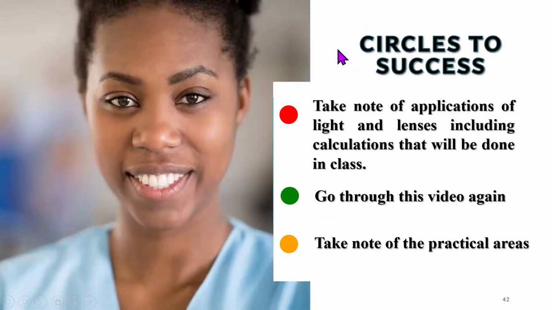As I round off, it's important to discuss the circles to success. The red circles tell us to take note of the applications of light and lenses, including calculations that will be done in class. Please take note of those calculations. For example, the lens formula: 1 over f equals 1 over v plus 1 over u. The green circle says we should go through this video again. Orange circle: please take note of every area indicated with orange circles, as you may need them for your clinicals.